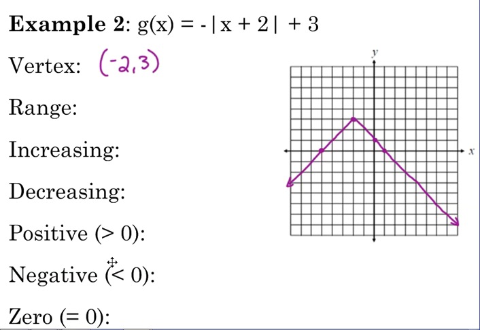Again, domain, still all real numbers. I'm just not writing it down. The range. Okay, this time my y values are below. They are less than or equal to my y value of my vertex at 3. That's the highest point that we're going to hit.